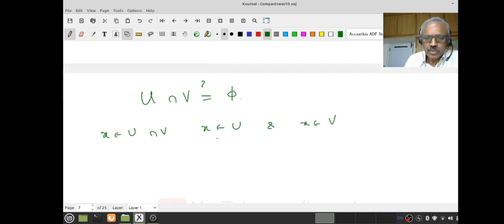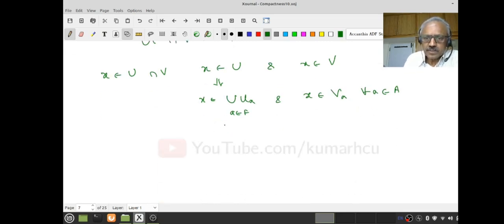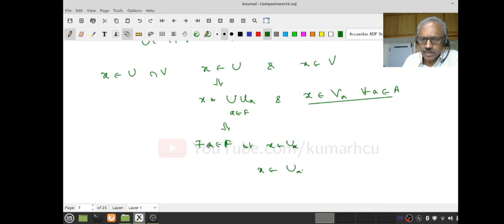x belongs to U. What does it mean? x belongs to the union of U_α, α in F, and x belongs to V_α for every α in A. This means there exists an α in F so that x belongs to U_α. And remember, x belongs to V_α for every α, therefore x belongs to U_α as well as V_α, because α is an element of A.